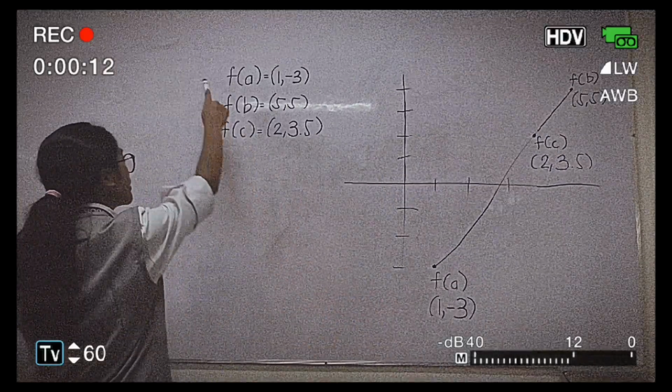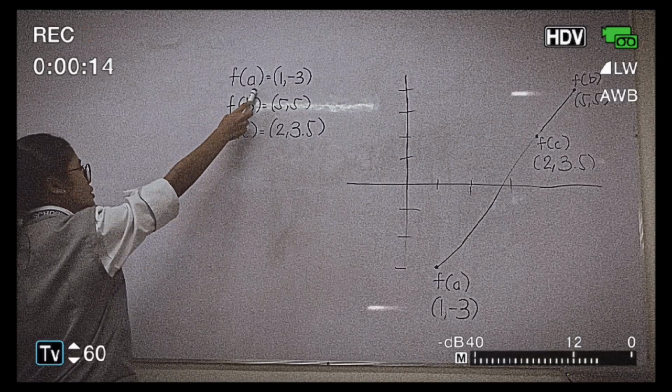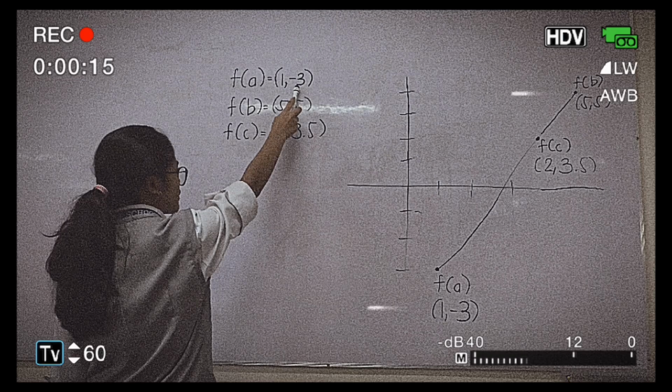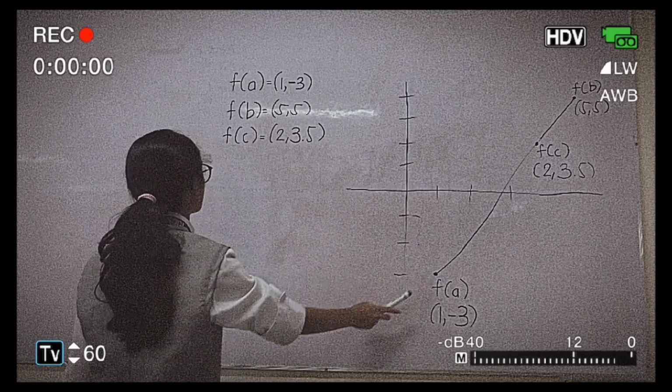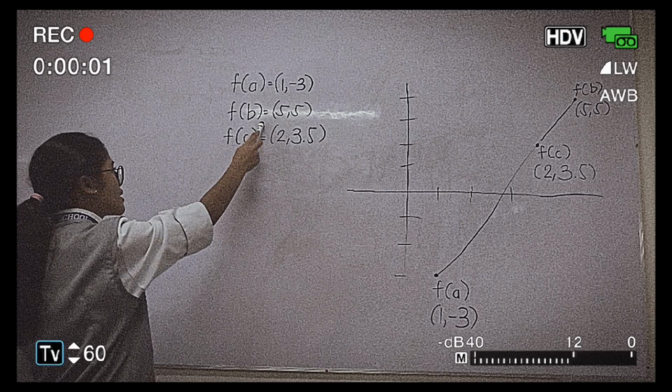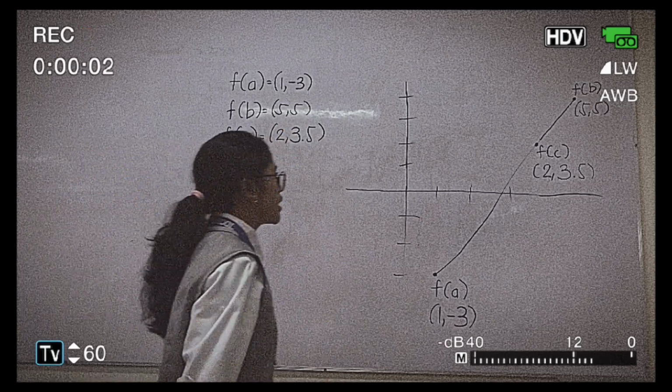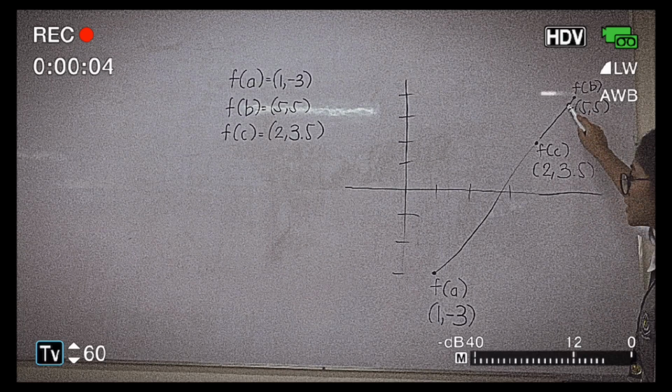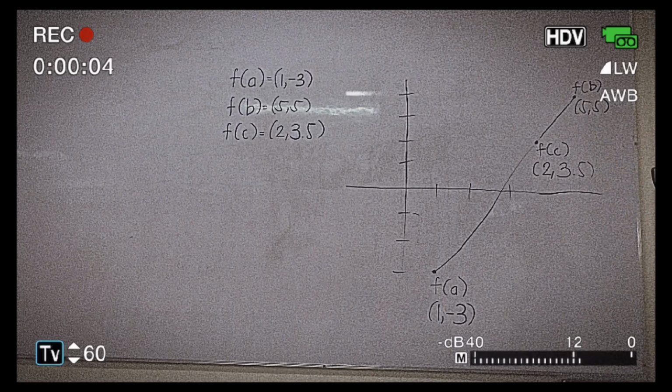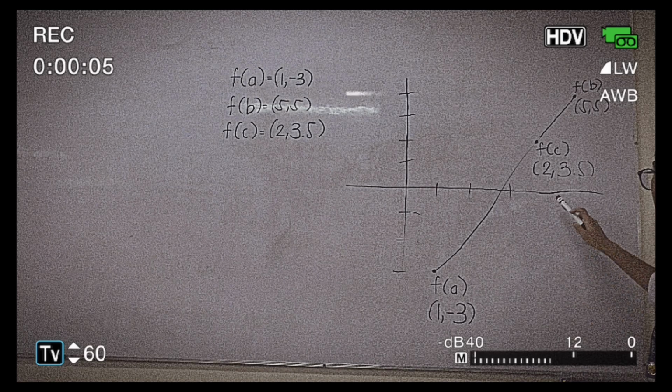Now let us graph the following. f of a is equal to 1 and negative 3, and here is f of a. f of b is equal to 5 and 5, and here is f of b. f of c is equal to 2 and 3.5, and here is f of c.